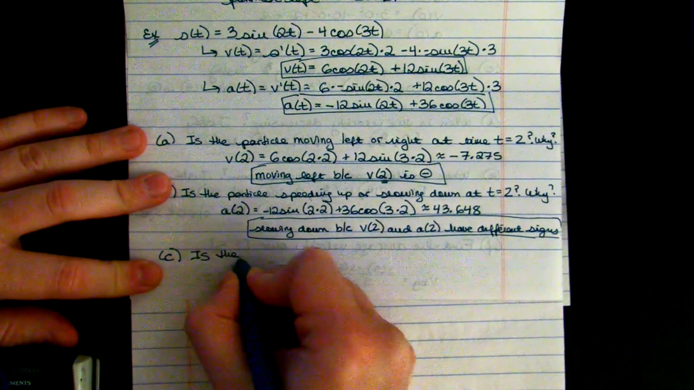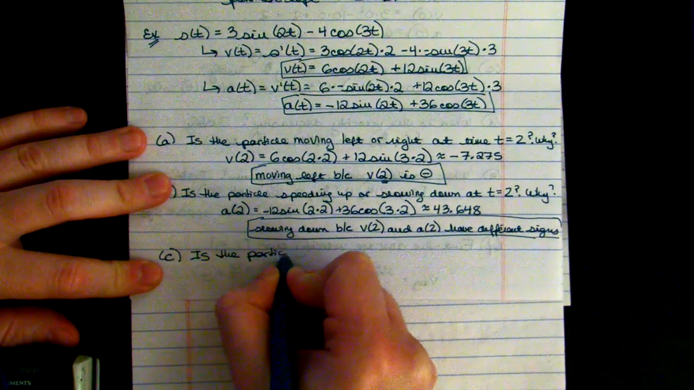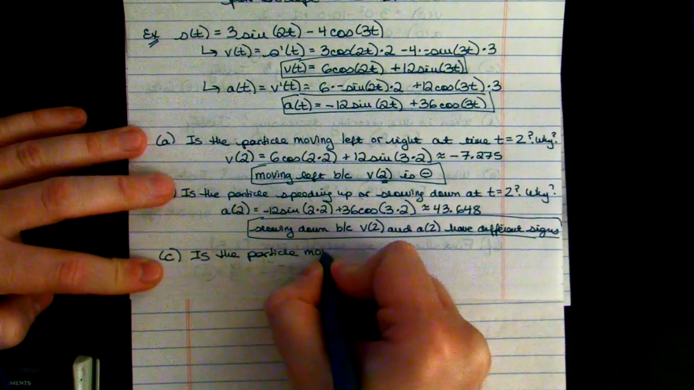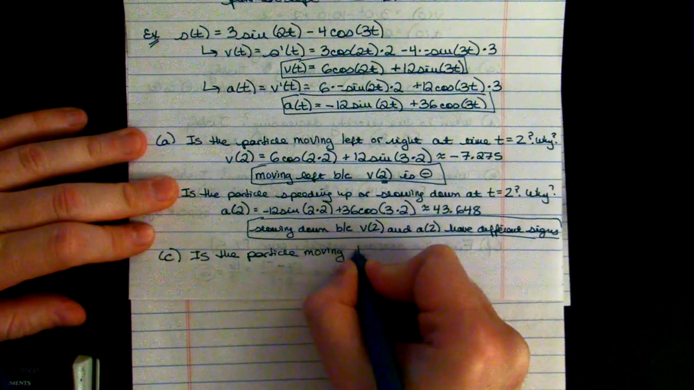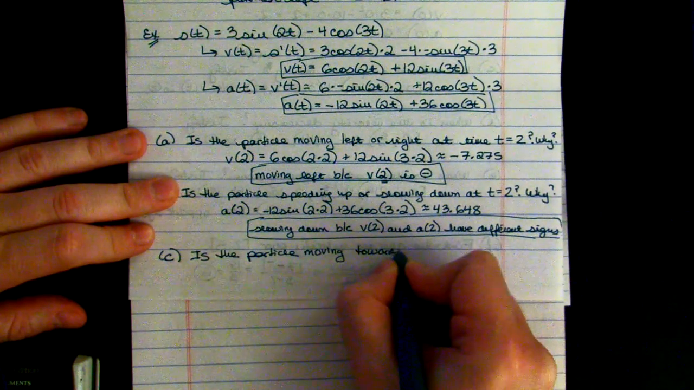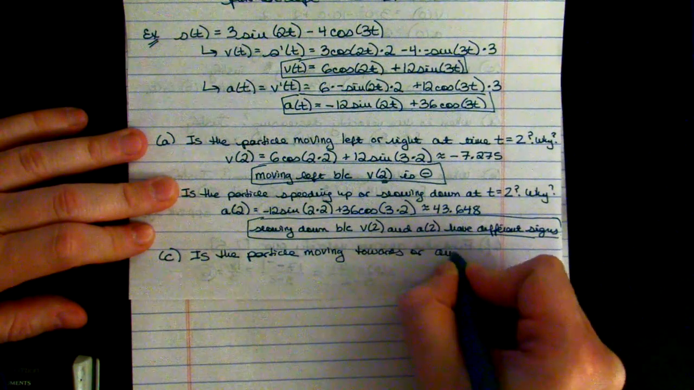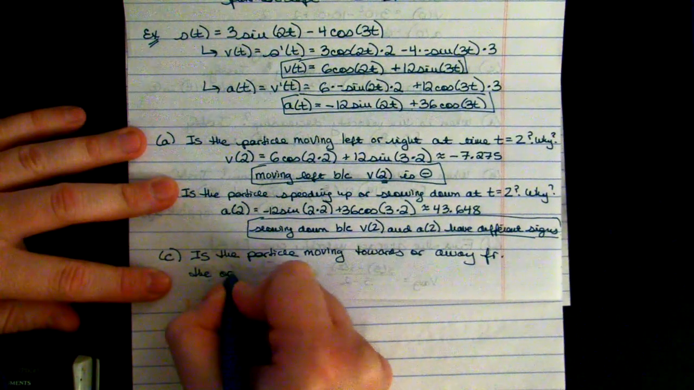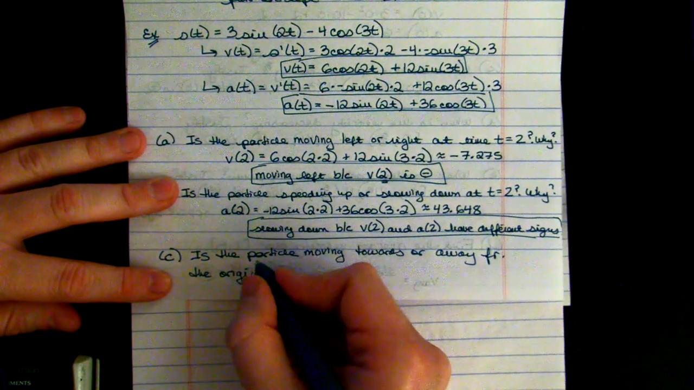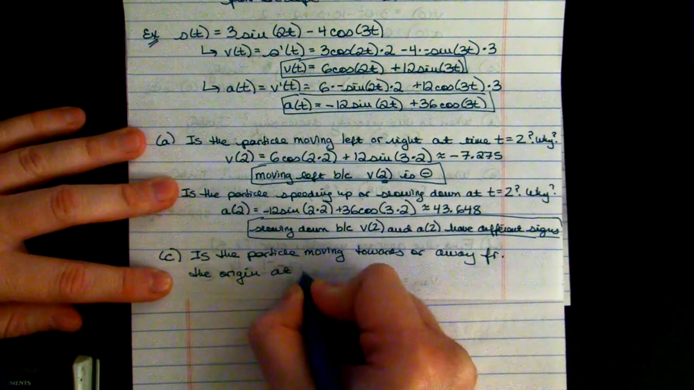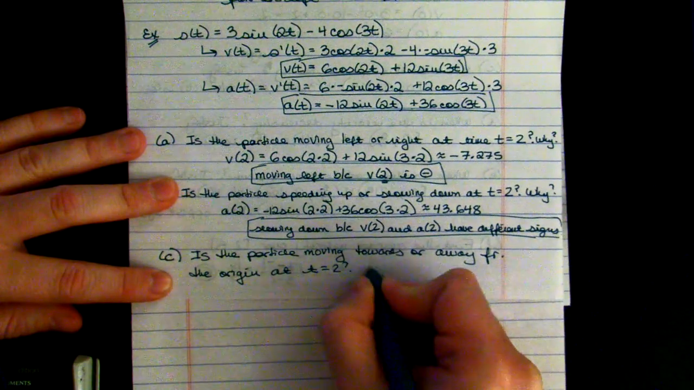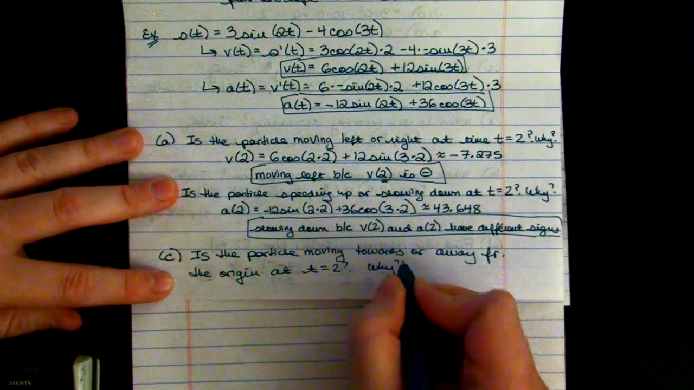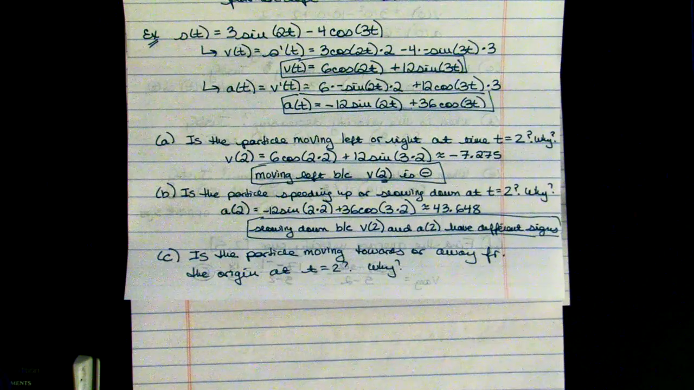Is the particle moving towards or away from the origin, x equals 0, at time 2? And of course, we'll then ask why. Is the particle moving towards or away from the origin at time t equals 2? Copy that down.